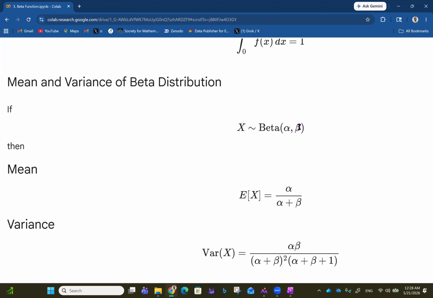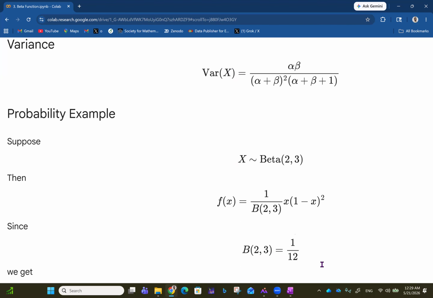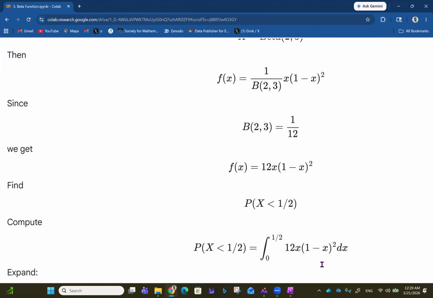So if x is distributed according to beta with parameters alpha and beta, then the mean, the expectation of x, is alpha over alpha plus beta. That's the mean. And the variance of x is alpha beta over alpha plus beta all squared, times alpha plus beta plus 1. So then we have the probability example.